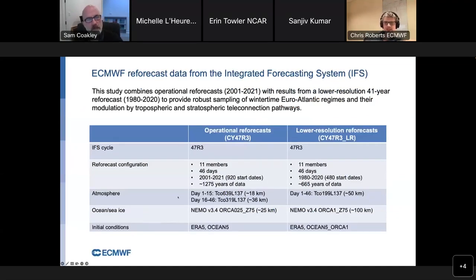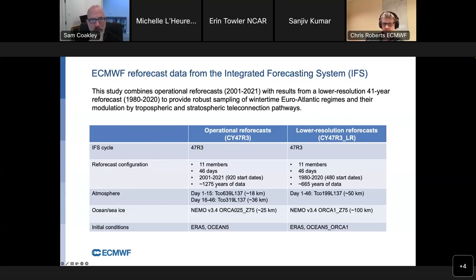What I'm looking at here is data from ECMWF reforecasts. This is from our subseasonal or extended range forecasting system. I'm showing results from two different versions of the same system. The first is our operational reforecasts. These are run in the year 2022, but the hindcasts cover the 20-year period 2001 to 2021. Each forecast date has 11 members, runs for 46 days, has 920 start dates over these 20 years, and is equivalent to about 1,300 years of data.